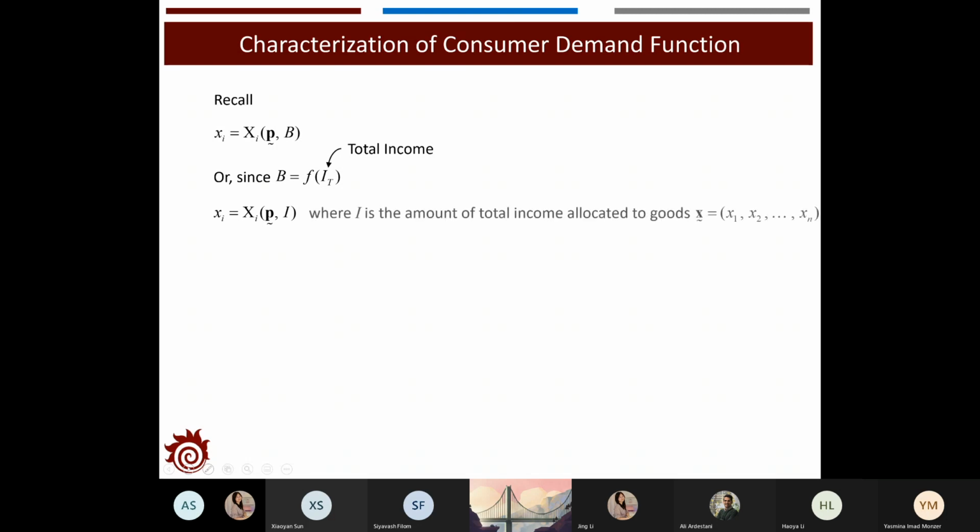We will also have some material collected for the characteristics of the consumer demand functions. For the consumer demand, we know that it's a function of the price and the total budget. And also we know that the budget is related to the income level. So for this general function, we can replace the budget with the income. And so the consumer demand is now a function of the price of all the products and the income levels of the entire population.